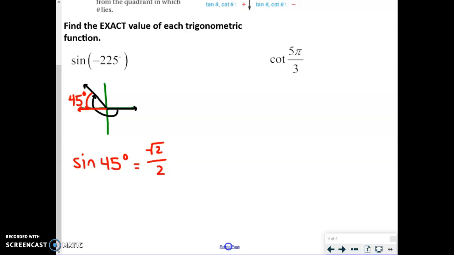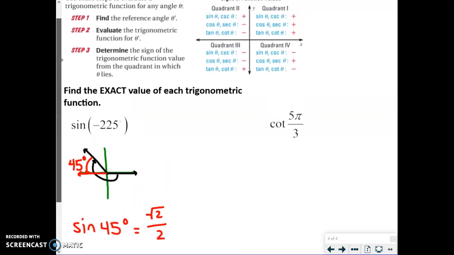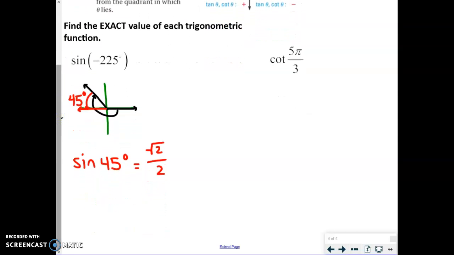And now the third step in this process is to figure out what is the correct sign for the sine of negative 225 degrees based on the fact that the terminal side is in quadrant 2. So if we take a look up here, notice it says that the sine of theta in quadrant 2 would have to be positive. So in this case, our final answer for this would be the sine of negative 225 degrees is equal to positive square root of 2 over 2. And that's all there is to it.